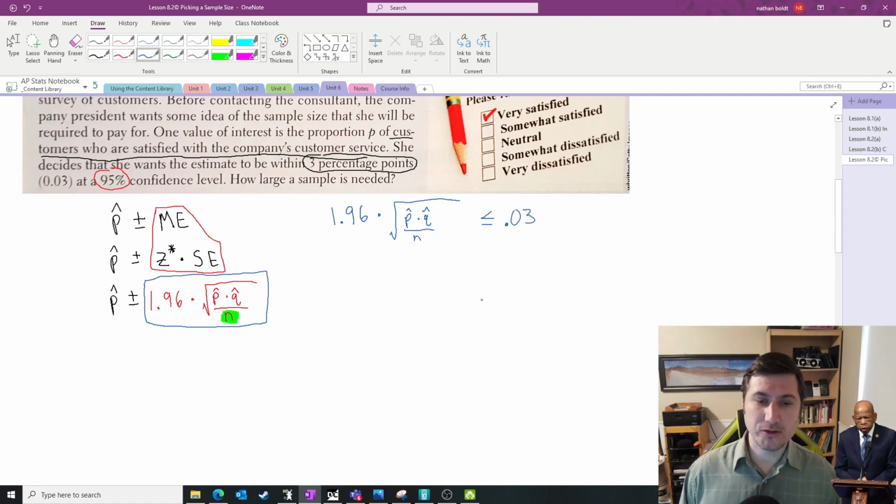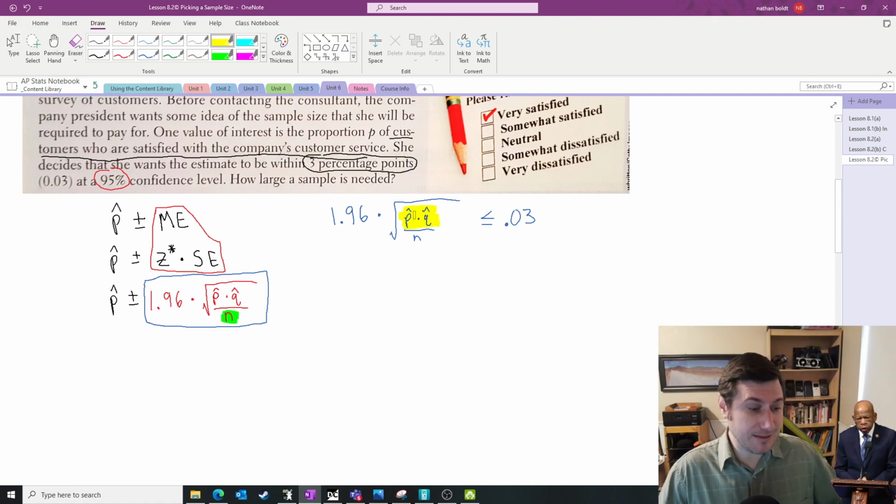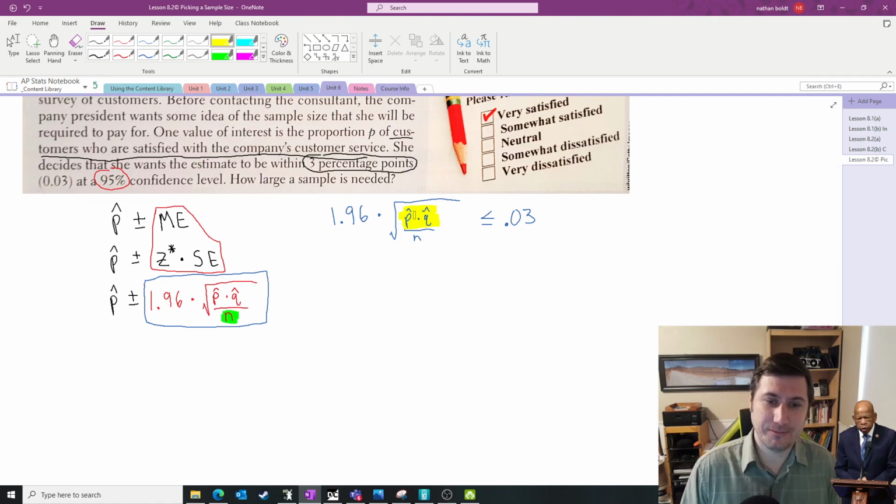All right, so now it comes a little bit of logic. Because you're like, all right, I want to plug some stuff in so I can solve for n. Well, we got a problem there, don't we? We don't know what p hat or q hat are. How do I know what p hat is? That's the sample proportion. I haven't taken a sample yet. How am I going to know what p hat is?